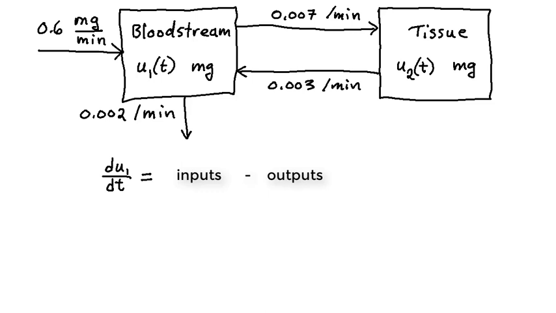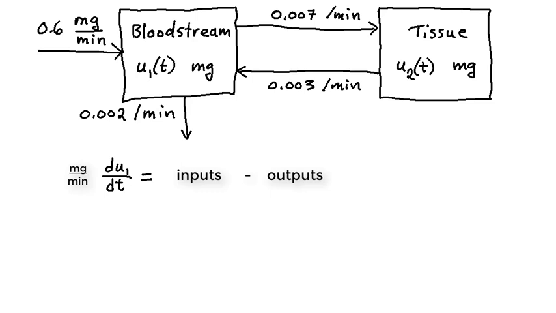Before we start throwing numbers down, though, let's pay attention to dimensional homogeneity. du1 by dt is a rate in milligrams per minute, and so the inputs and outputs that appear on the other side of the equation will have to have those same units. As it stands, though, only the intravenous input 0.6 has the correct units. The rest are missing milligrams. It makes dimensional sense, then, to multiply the remaining rates by some amount of drug. The correct amount in each case is found by following each arrow back to where it originated.